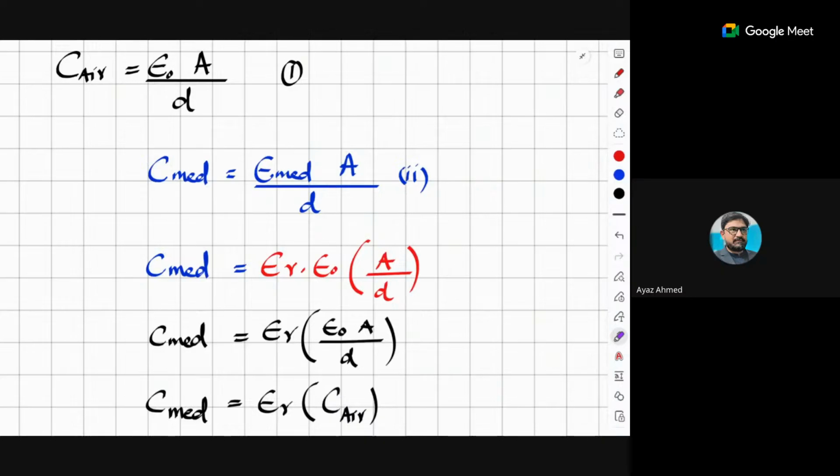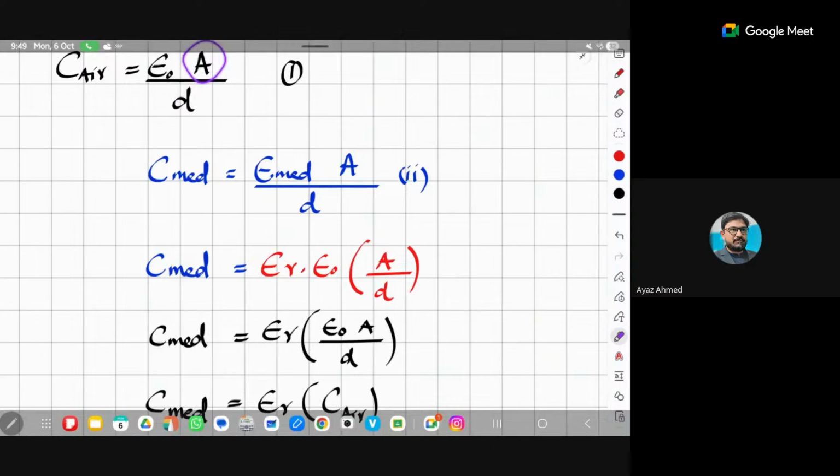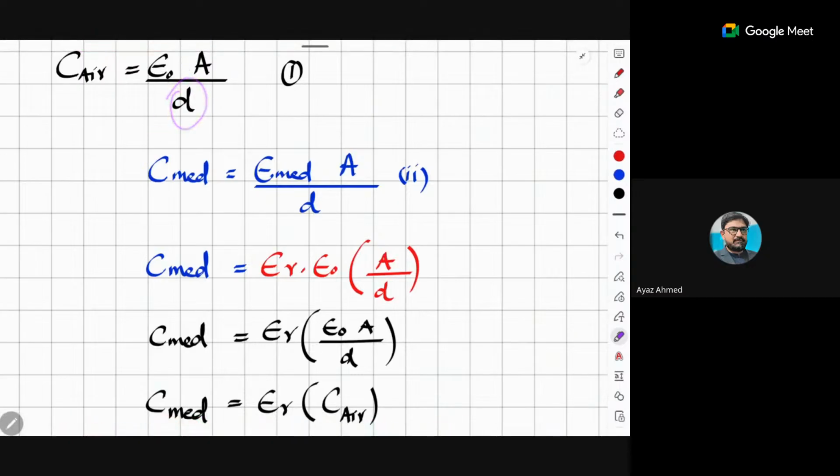But if I add any medium instead of air, I will use that the capacitance in the presence of the medium is equal to the permittivity of the medium into the area of the plates, because the area of the plates is the same and the separation between the plates is the same. So the only thing you have changed is this epsilon of the medium. So epsilon of the medium is equal to what?